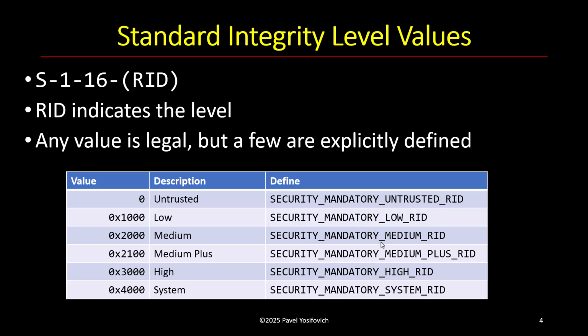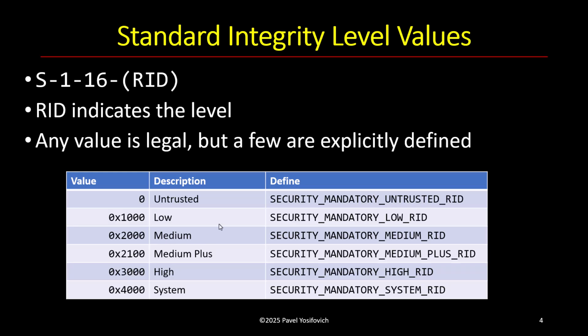So you can see that 1000 hex is described as low, 0 is untrusted, and then we have medium, which is 2000 hex, and then there's also medium plus and high and system. And I'll describe how they're assigned very soon. So these are the numbers that are properly defined, but you can technically have a number like 2500 hex. That's also a valid value here, because the SIDs, at the end of the day, the integrity levels are compared just by comparing these numbers. So the higher the number, the higher the integrity level is.